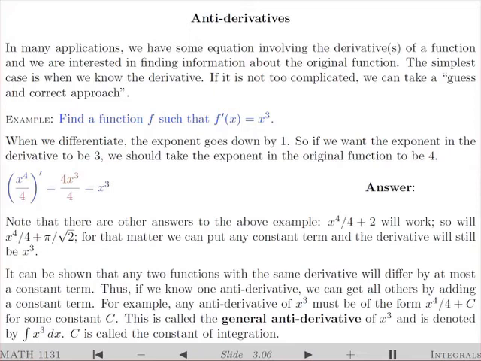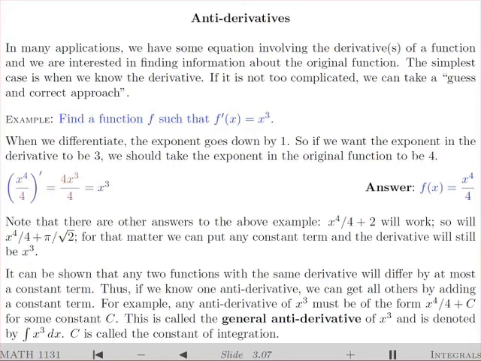If I differentiate x to the 4 over 4, I get 4x cubed over 4, because I'm differentiating 1/4 times x to the 4. The derivative is the constant factor 1/4 times the derivative of x to the 4. That is 1/4 times 4x cubed, or x cubed. So now we have an answer. x to the 4 over 4 is a function whose derivative is x cubed.